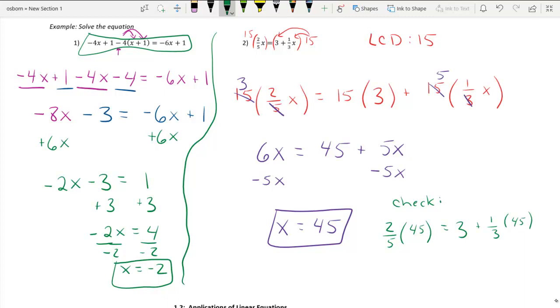Alright, so I know that 5 goes into 45 9 times. I know 3 goes into 45 15 times. So I have 2 times 9, I have 18 is equal to 3 plus 15. So 18 equals 18. I have checked my answer, and x does in fact equal 45.